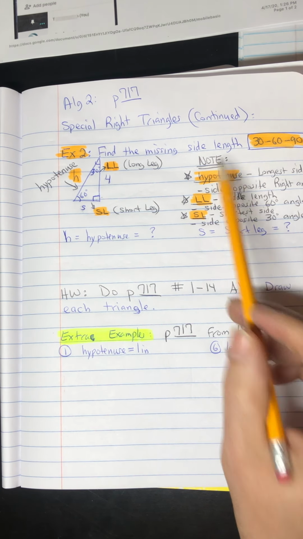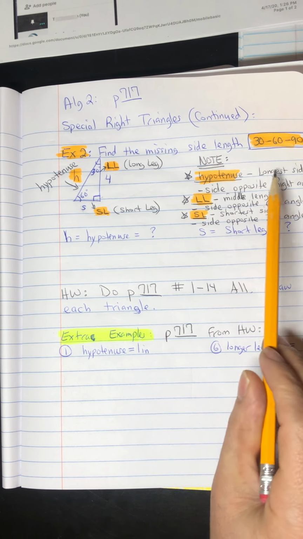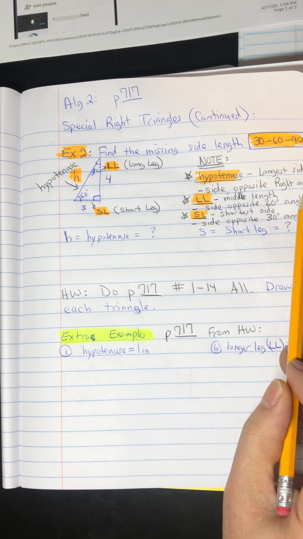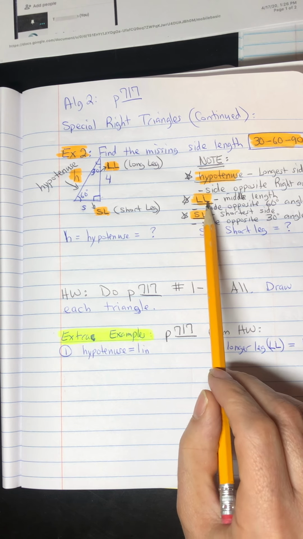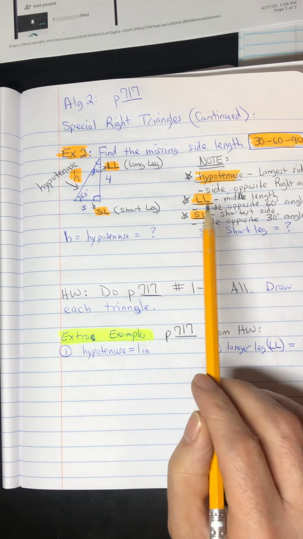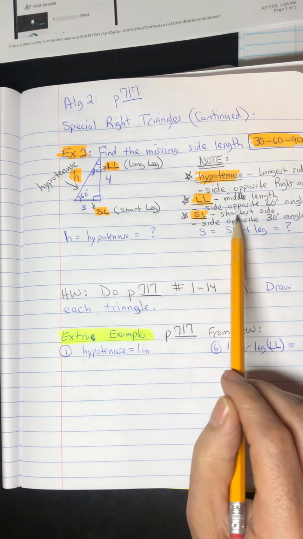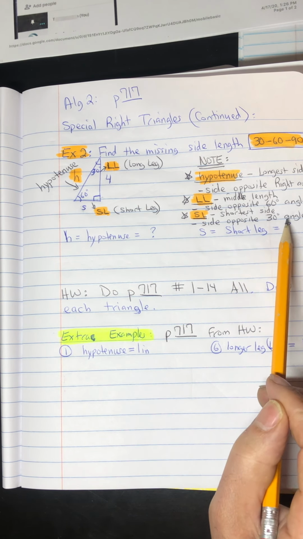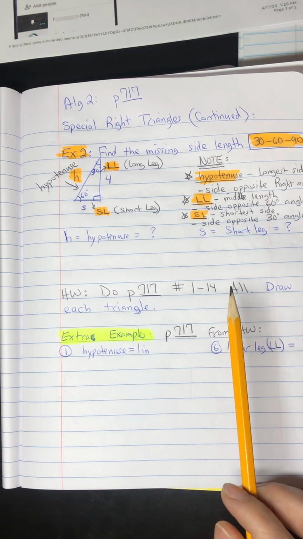Okay, let's look at these 3 notes that I want you to copy down. Hypotenuse is the longest side, side opposite the right angle. Long leg is the middle length, side opposite the 60-degree angle. I just talked about that. And the short leg is the shortest side, side opposite the 30-degree angle. I just talked about that also.